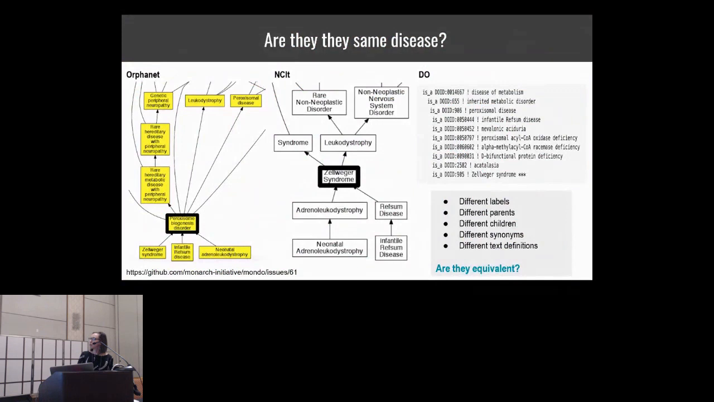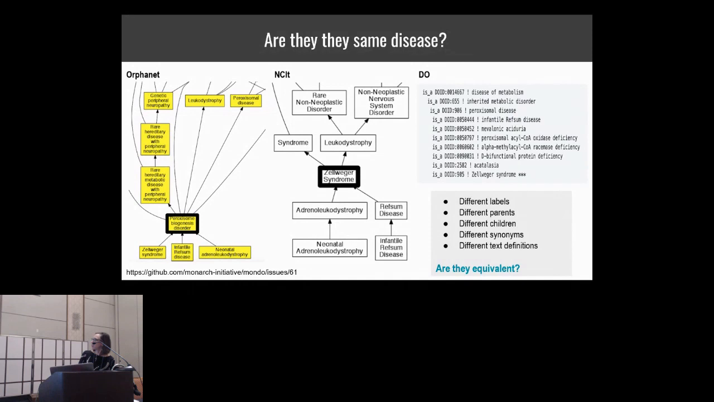And you can see over there on the left from Orphanet that peroxisome disorder is a child of peroxisome biogenesis disorder, which is a child of autosomal disease and has Zellweger syndrome as a child. Whereas Zellweger syndrome in the middle from the NCIT is a child of leukodystrophy, which has a different relationship to a variety of other disorders that aren't shown on the left.